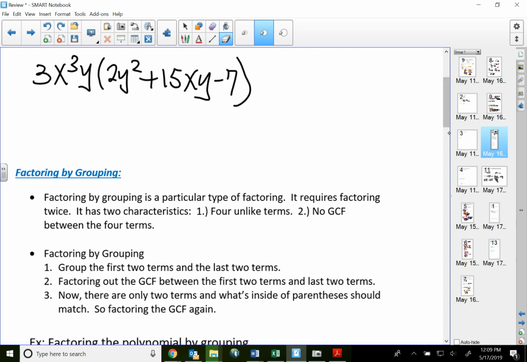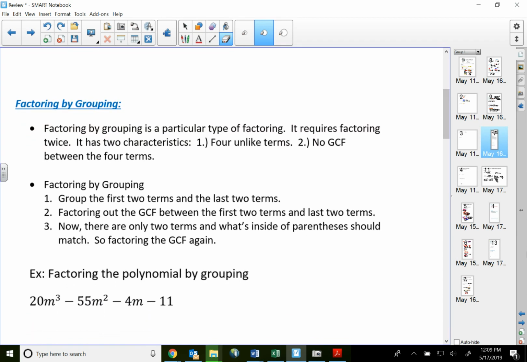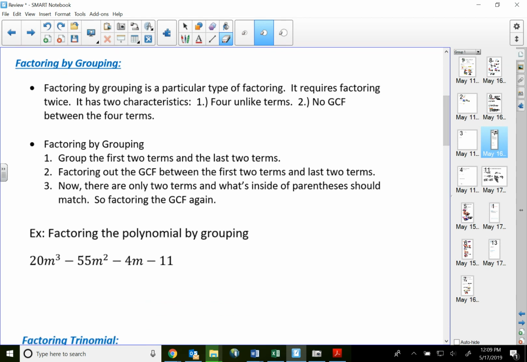Now the next one is factoring by grouping. Factoring by grouping is a very specific type of factoring problem. It requires you to factor twice. Okay, 2 basic characteristics of a factoring by grouping problem. You got to have 4 unlike terms, and there can be no greatest common factor between all 4 terms. So just like the naming itself, factoring by grouping, we got to do grouping first.